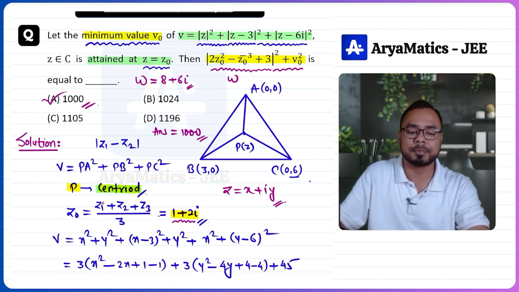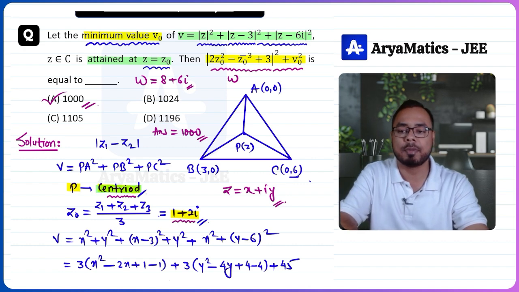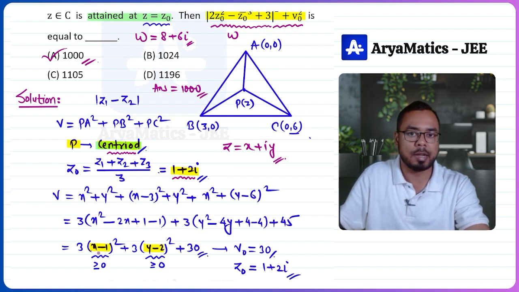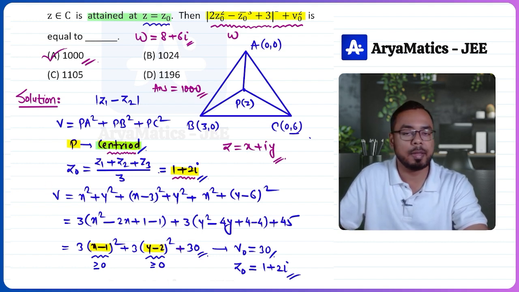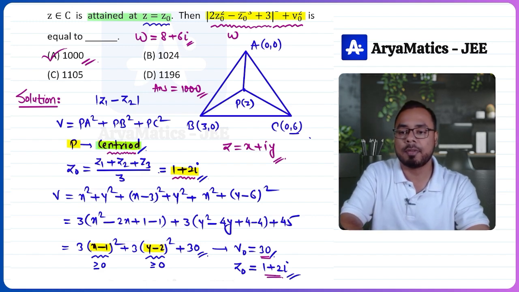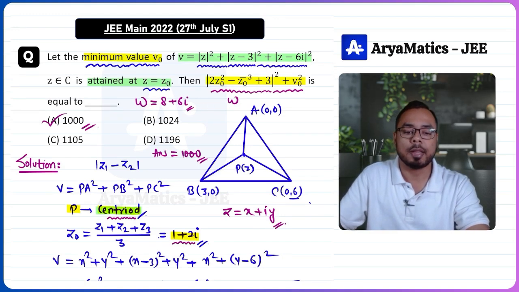Right, so this was a problem where if you are familiar with the result that the point will be the centroid, then directly you can see z naught and from there you can get v naught. Otherwise, in place of z, you can write x plus iota y and then you can create a perfect square. And perfect squares are never negative. It will be either positive or 0 because x and y are real numbers. So the least value of v, that is v naught, will be 30 and z naught is 1 plus 2 iota. Substitute the value of z naught here and you will find that this complex number omega will be 8 plus 6 iota, and therefore the value of this expression will be 1000, and hence the correct answer for this problem is the first option.